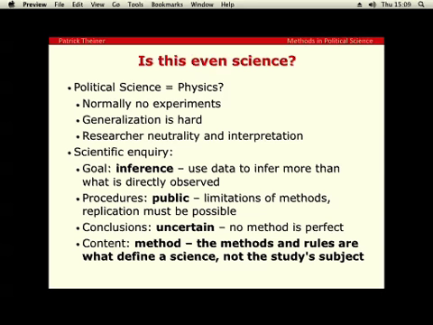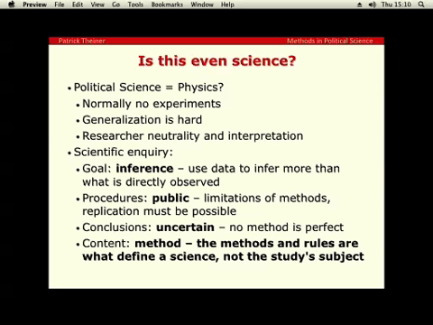The procedures and the stuff that we use have to be public. No one in science can just say, well, I can't give you the results right now, but just trust me on this. It's there, I swear. No, you have to be able to look behind the curtain and see what the person is doing.